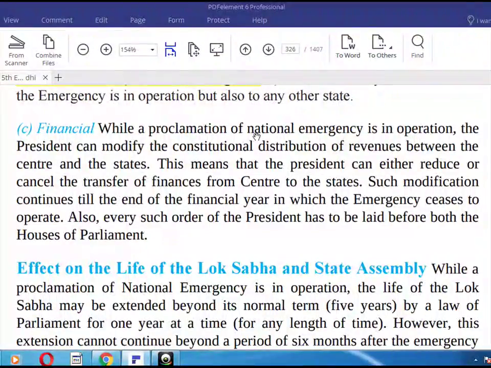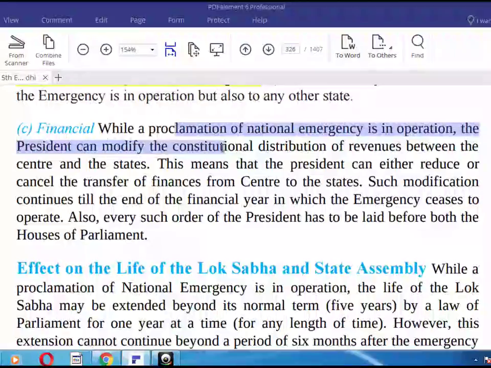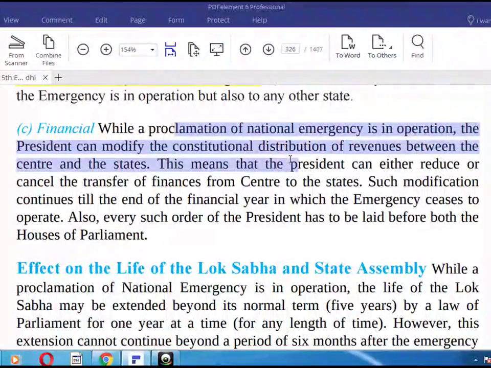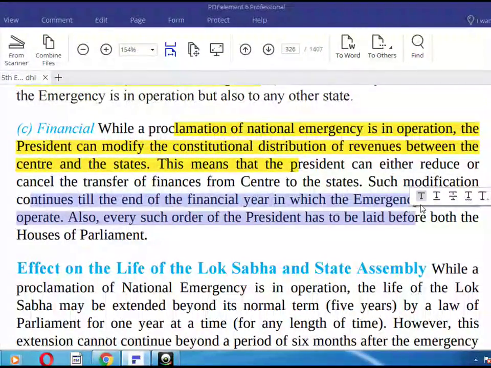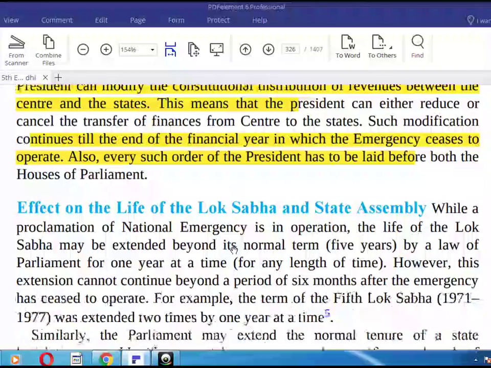Financial. While a proclamation of national emergency is in operation, the president can modify the constitutional distribution of revenue between the center and the states. This means that the president can either reduce or cancel the transfer of finances from the center to the states. Such modification can continue till the end of the financial year in which the emergency ceases to operate. Also, every such order of the president has to be laid before both the Houses of Parliament.